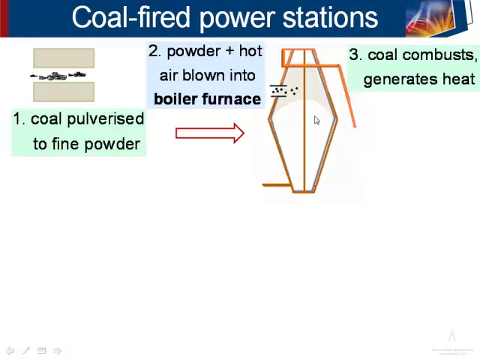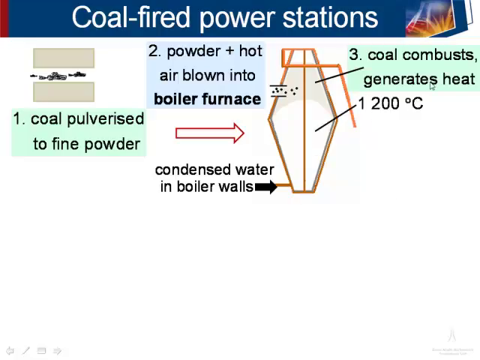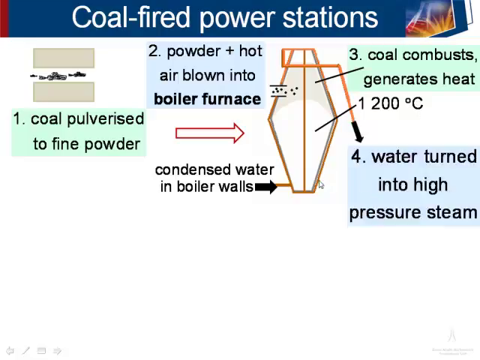The coal combusts and generates heat and energy. Remember, we said hydrocarbon plus oxygen, when it combusts, releases a large amount of energy. And since there is condensed water in the boiler walls, this is pumped around the furnace, and we can see a high temperature is being generated by this heat of 1200 degrees Celsius, and so the water is turned into high pressure steam.